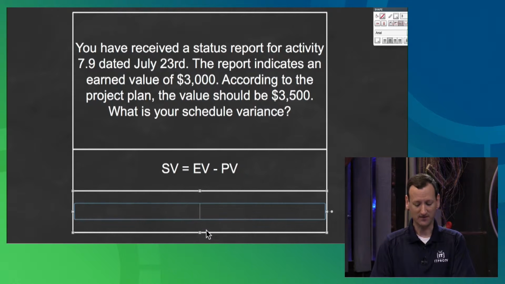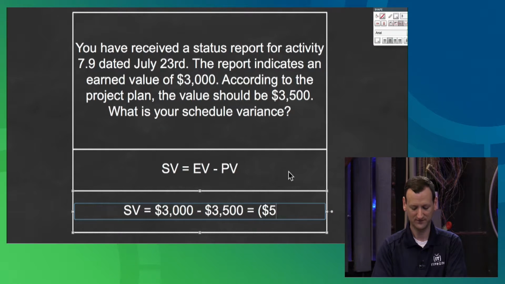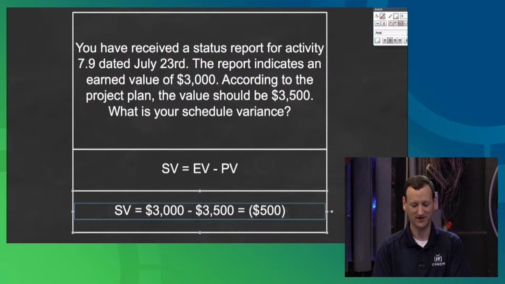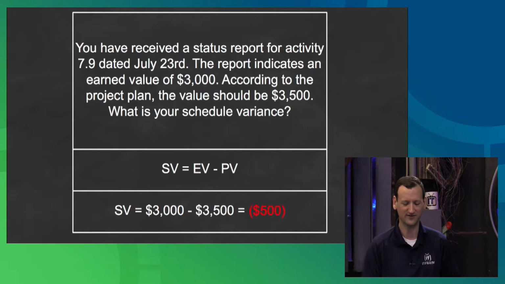So when I fill this out, I need to say that my schedule variance is my earned value. So we've earned $3,000, right? That's how much we've kind of paid out so far. And I need to subtract my plan, and my plan is $3,500, all right? And if I work that out, I end up with a negative $500, right? And if you deal with accountants, they'll write it like that, right? So in parentheses, you might just say negative $500.